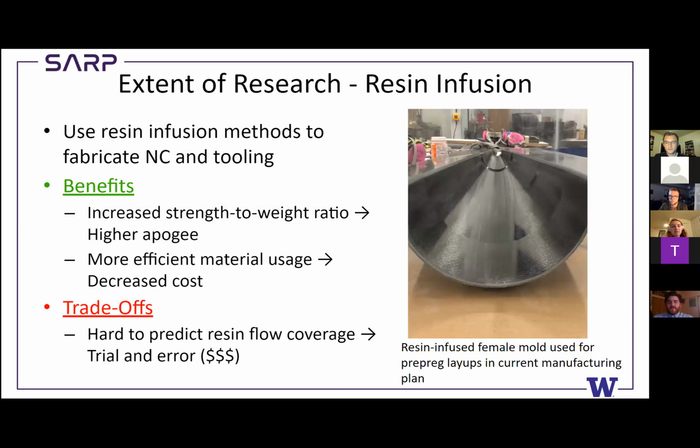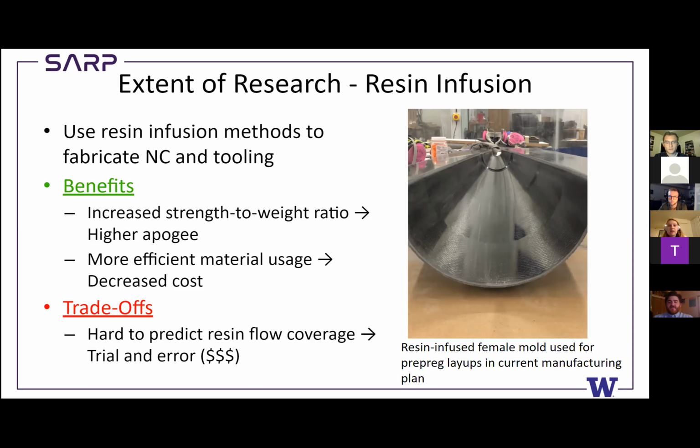So for the resin infusion, this is one of the methods to fabricate the nose cone that we used last year. Some of the benefits are that this increases the strength to weight ratio, so we can get that higher apogee, which is one of our goals. And we also get a more efficient material usage, which then is a decreased cost, which is also very much wanted for manufacturing the nose cone.